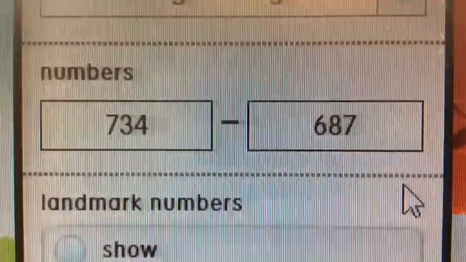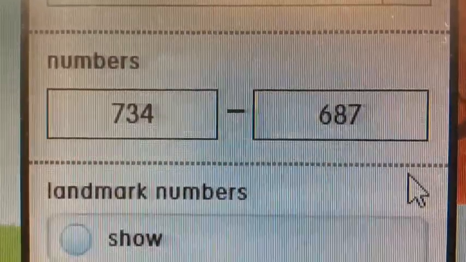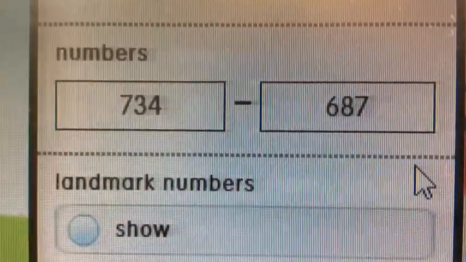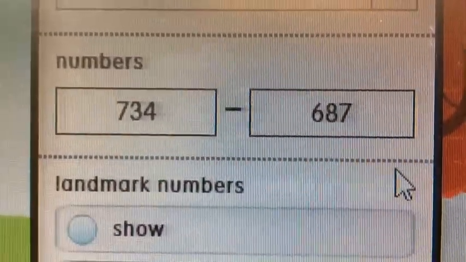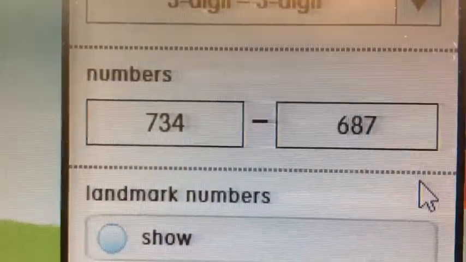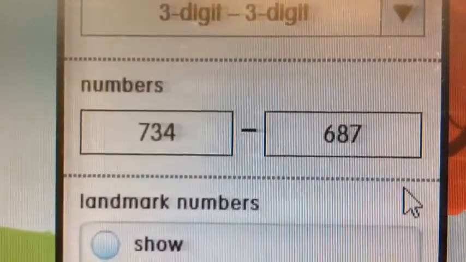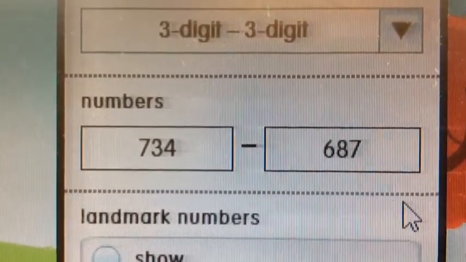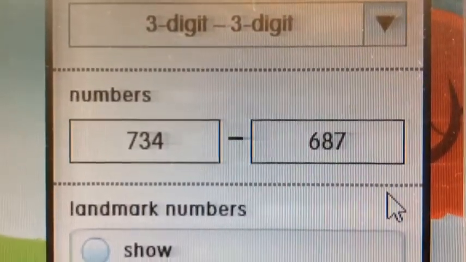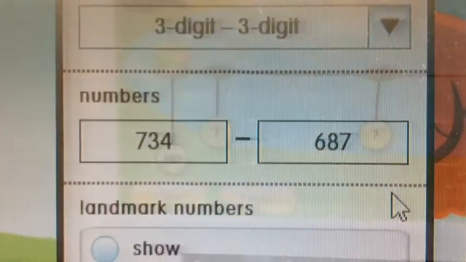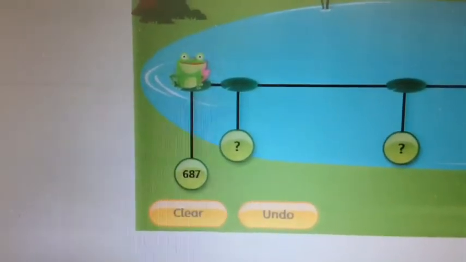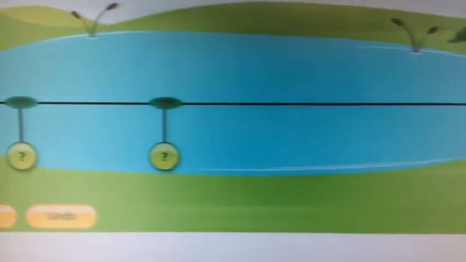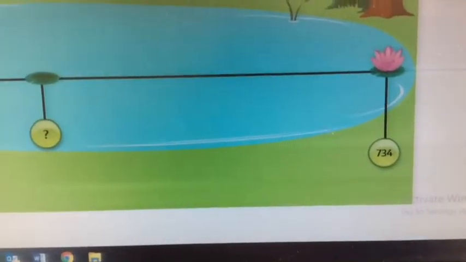How about this one now? So what needs to go on the left hand side of the number line and what needs to go on the right hand side of the number line? What multiples of 10 will frog jump to? What multiples of 100 will frog need to jump to? Let's see. So you need a smaller number here, 687. The larger number here, 734.